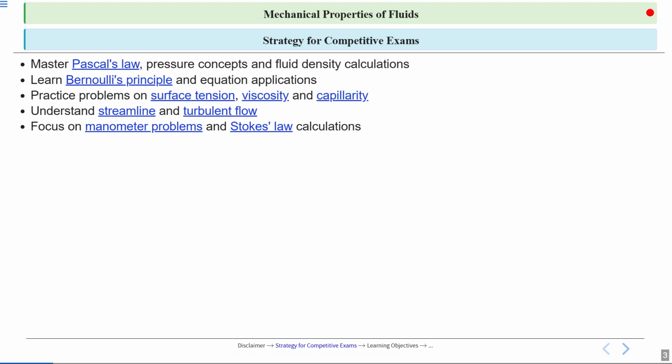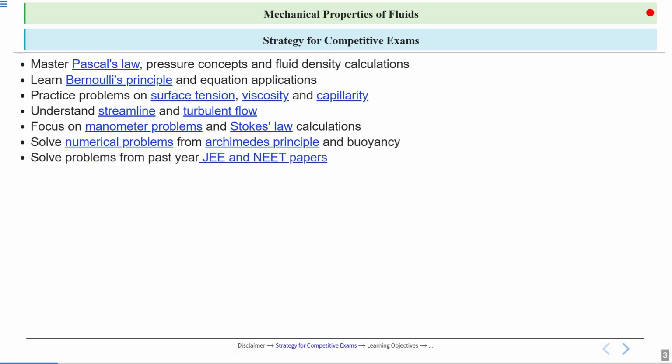Focus on manometer problems and Stokes law calculations. Solve numerical problems for Archimedes principle and buoyancy. Solve problems from past year JEE and NEET papers.